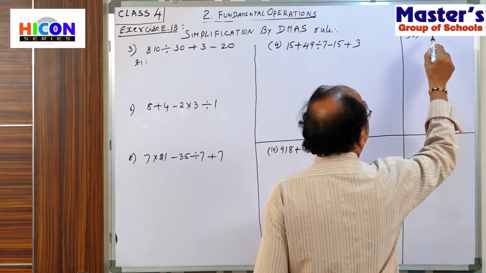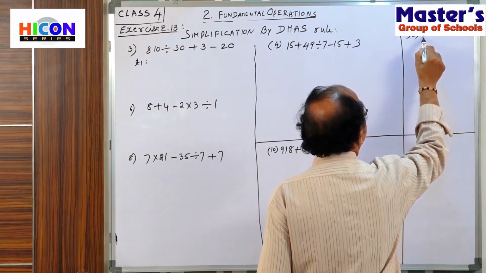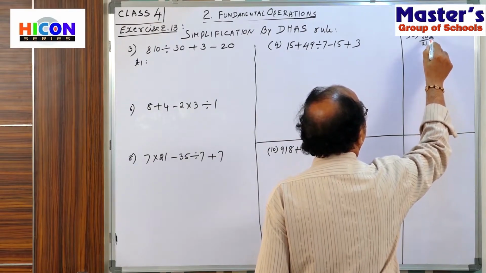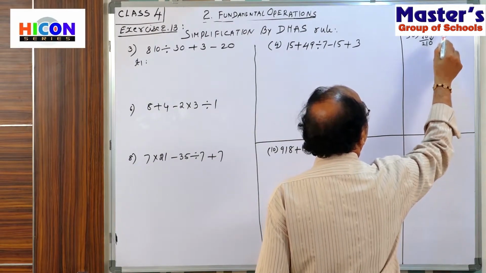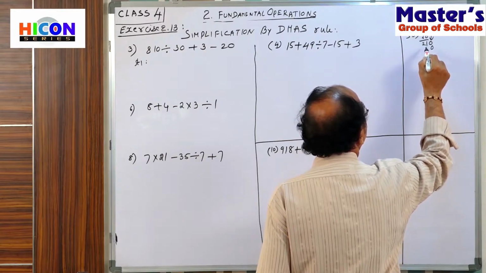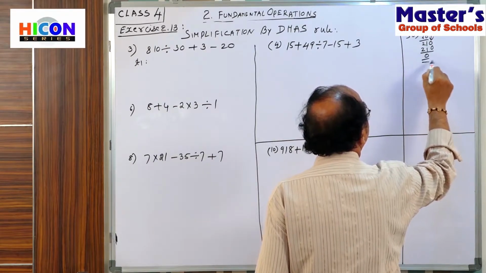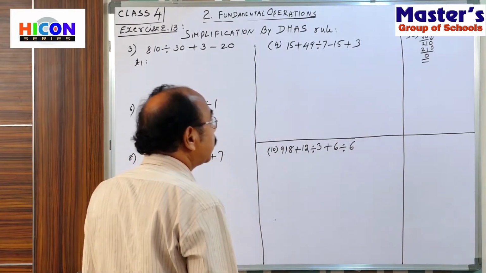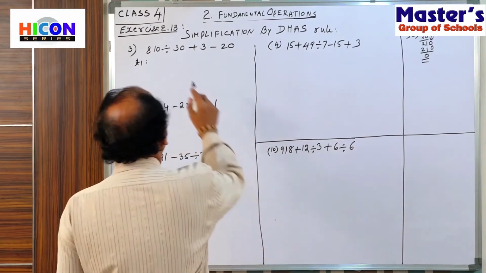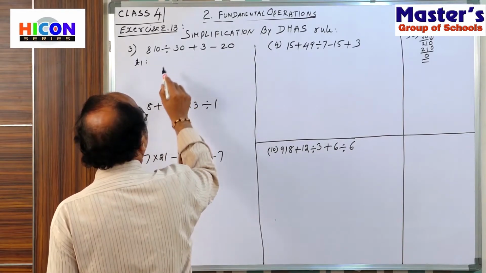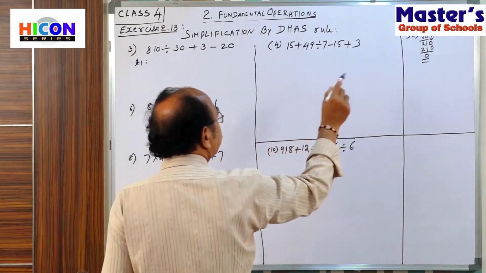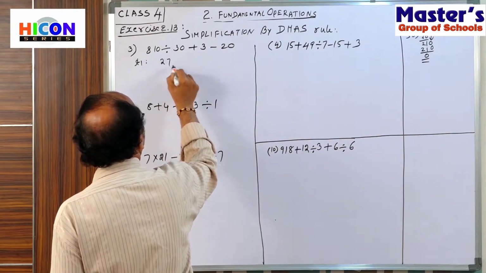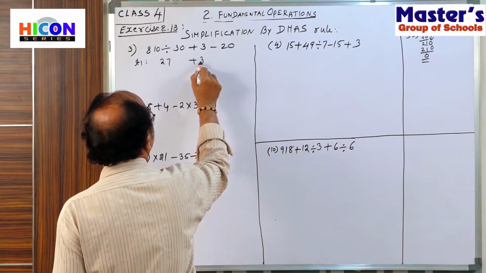So here 3 twos are 6, 21 remainder. Now bring down 0, 210. 7 zeros are 0, 7 threes are 21, so 27 times. So that 27 we write in place of this division. Here we write 27, plus 3 minus 20.